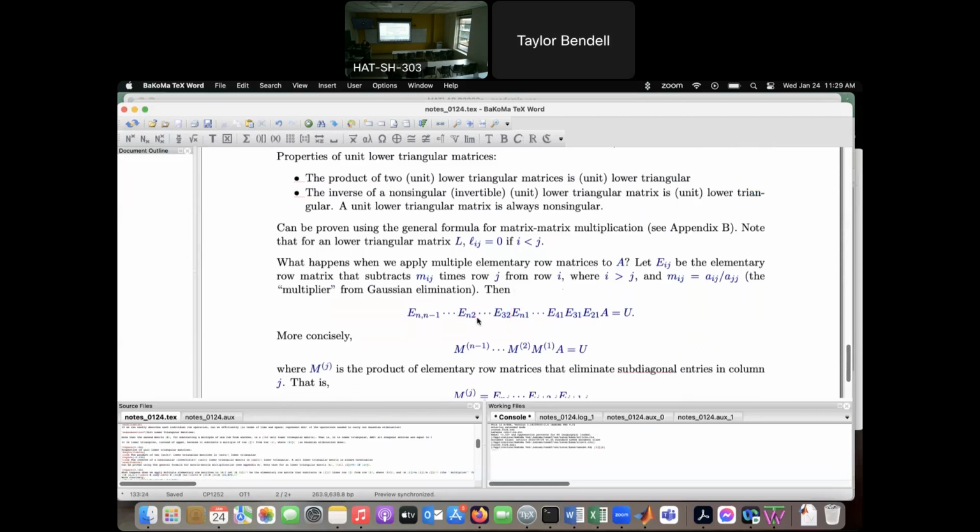And you keep going until in the end, you have this, your last row operation. That's the last row, row n, and then the second to last column, n minus 1. So what you're doing, you're taking A, you're multiplying it by a whole sequence of unit lower triangular matrices, and getting this matrix U. And because of the properties I've shown you, we know that the product of all of these matrices is also unit lower triangular.